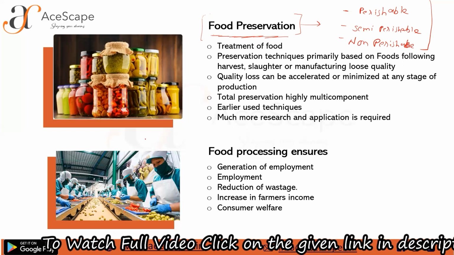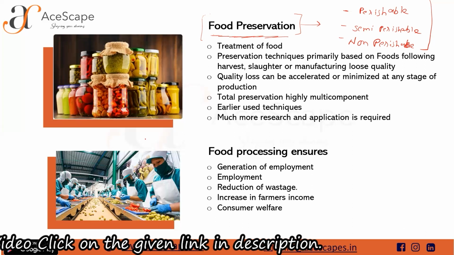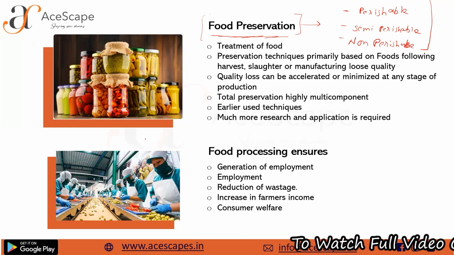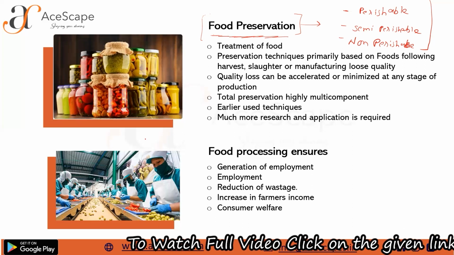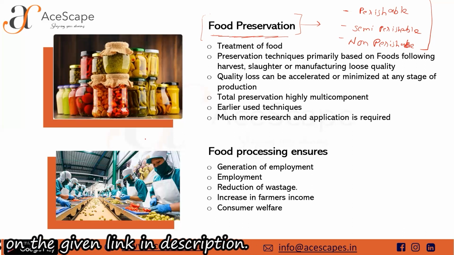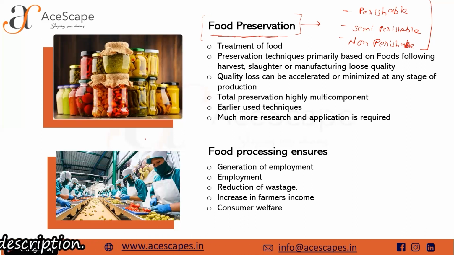Quality losses get accelerated or minimized at any stage of production. Now we know that lots of development has been done in such fields so that we can reduce quality losses at any stage of processing, right? We can reduce it at harvesting time, at manufacturing time, and at packaging time also. There are multiple applications which can reduce all these quality losses, as well as accelerate them if we provide such an environment, right?